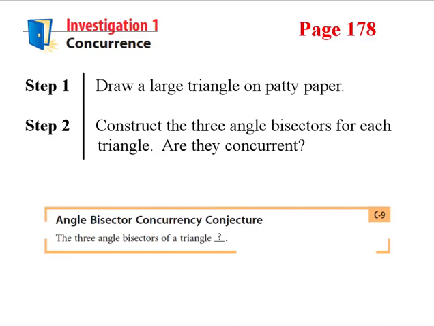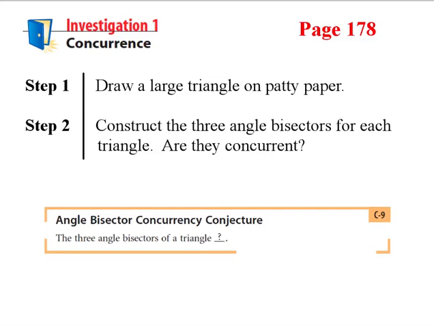You're going to draw 1 large triangle on 1 piece of patty paper. You are doing this with your partner, so I only need 1 triangle. Okay, that's it. You should then have your remaining ones ready to go. It says construct the 3 angle bisectors for each triangle. Well, if this is your triangle, how would you do an angle bisector? What would you do?